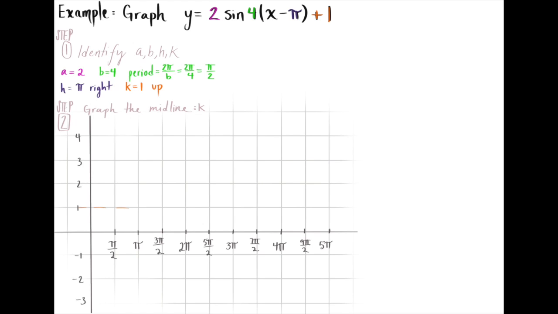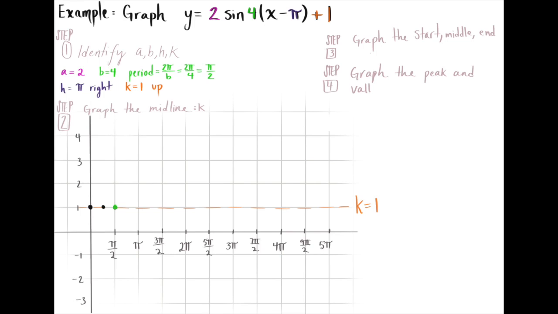So we want to be able to move it up first to 1. So we have that graph, K is equal to 1. And then step 3, we're going to graph the start, the middle, and the end. And we know it ends at pi over 2 because that's what the period is. So the beginning is 0, and then halfway, and then the end is pi over 2.